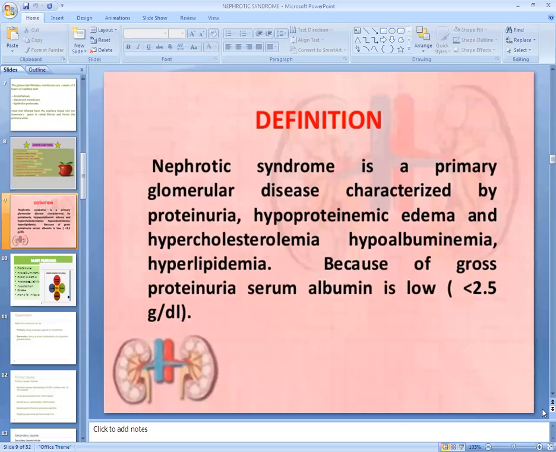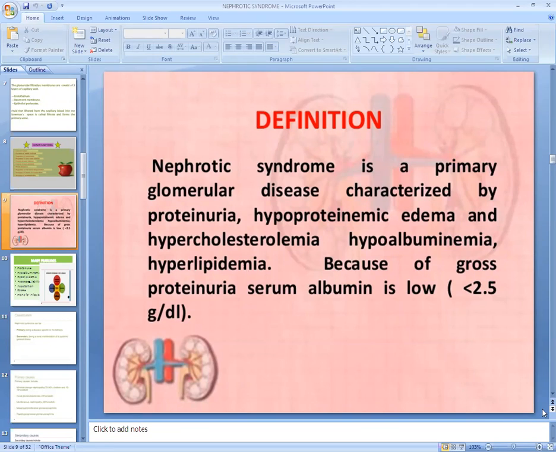So it is a primary glomerular disease characterized by proteinuria. There is loss of protein in urine; proteinuria means loss of protein in urine. Because of that, there is hypoproteinemia, decreased protein level in your blood. That results in edema. We already discussed in general examination in the practical part that hypoproteinemia is one of the causes of edema because it causes decreased oncotic pressure. If protein levels are low in the body, it is called hypoproteinemia.